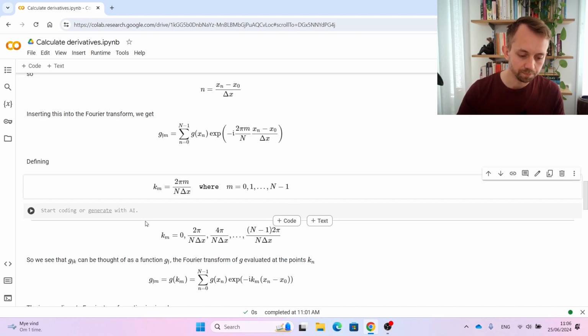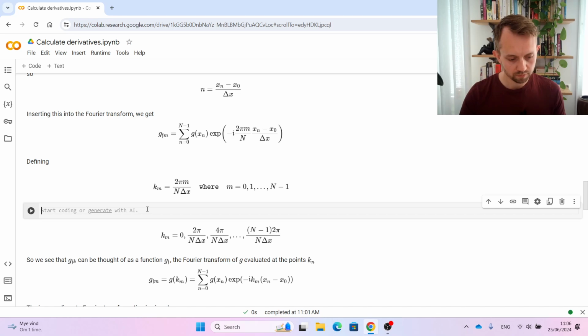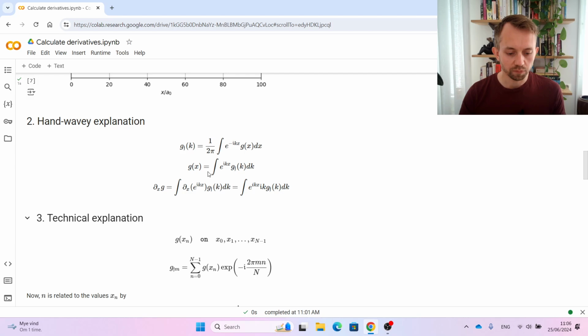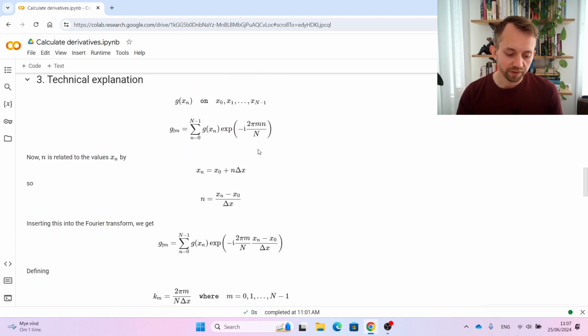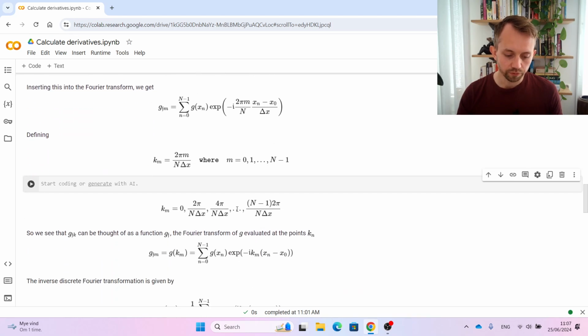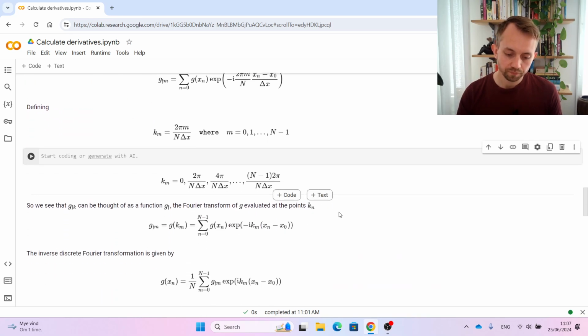which now looks a lot more like the Fourier transform in infinite space, right? Because I've written it in terms of the wave number explicitly. So this k here is called a wave number.